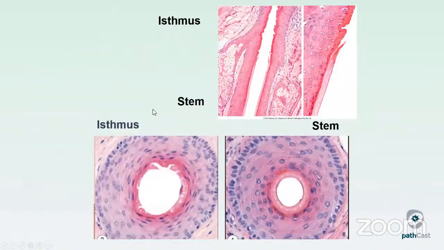Here we are in our isthmus, just looking at that in both vertical and cross sections, and comparing the isthmus to our stem. So in our isthmus, we have that tricholemmal keratin, a chunky keratin, whereas below in our stem, we have smooth inner root sheath. Okay, so our inner root sheath is still present. Here, our inner root sheath is gone and instead has been replaced by tricholemmal keratin.